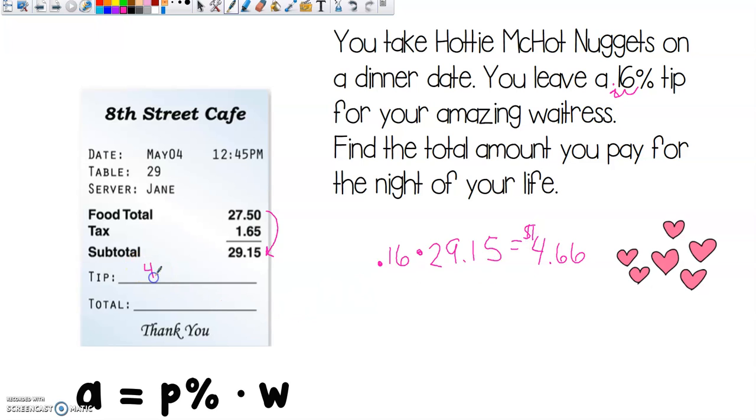So I'm going to write that right here. $4.66. That's my tip. And then the second part of the question was find the total amount you pay for the night of your life. So we just need to go ahead and add $4.66 plus 29.15, and I got $33.81. Man, I hope it was worth it. You are a big spender.